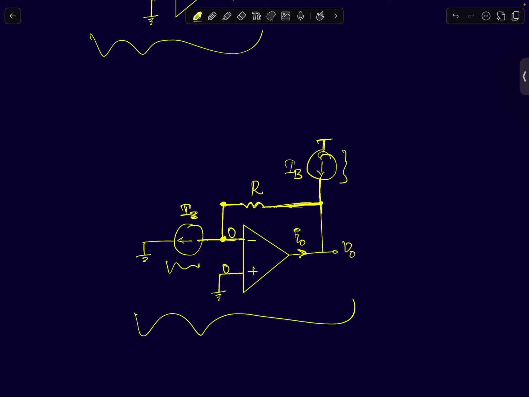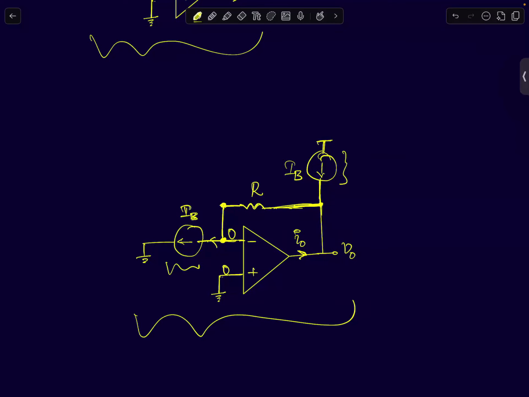If this node is at 0, IB flows through this, and then the same current has to flow through the resistor. You're right, some of you wrote V0 equals IBR. I'll explain that. This current IB has to flow through the resistor because the current flowing into the op-amp is 0. So the current is IB, and the voltage drop across the resistor will be IB times R. And that's the output voltage. The output voltage is simply equal to IB times R.